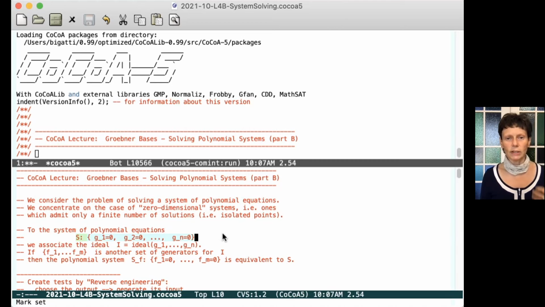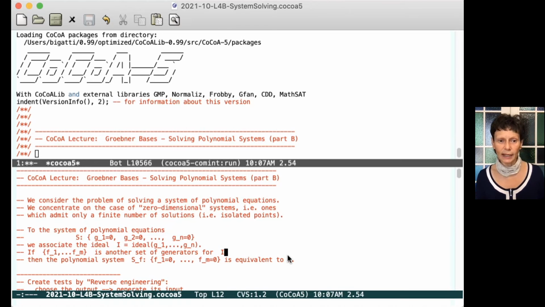We associate to it the ideal generated by G1, G2, Gn. Then any other set of generators for the ideal I gives a system of f1 equals 0, fm equals 0, which is equivalent to the system we started from. So we can modify the generators of the ideal.